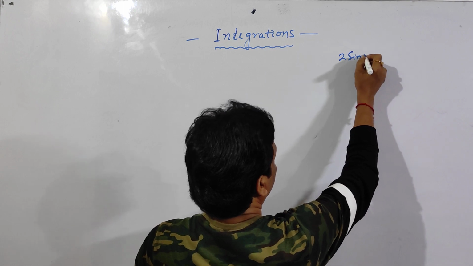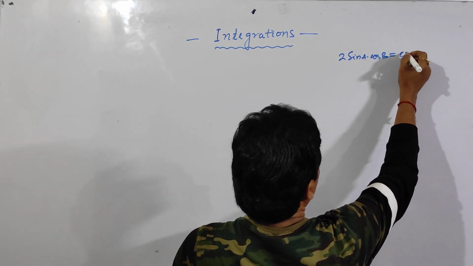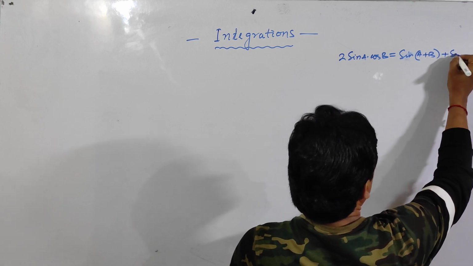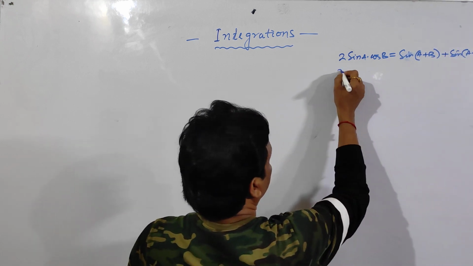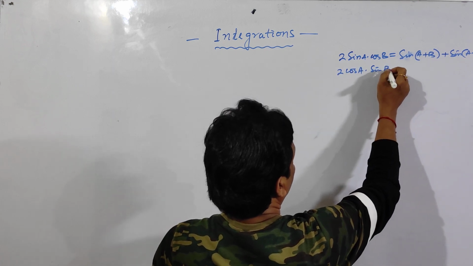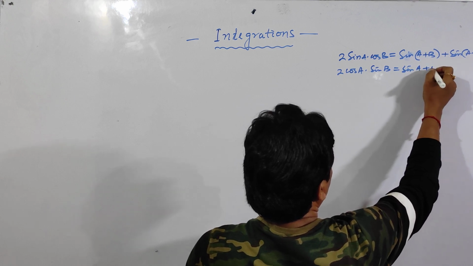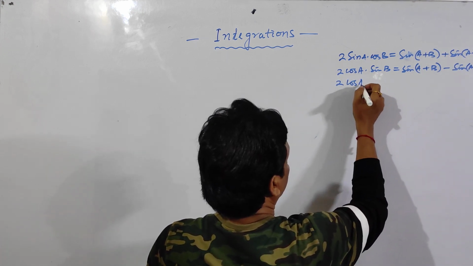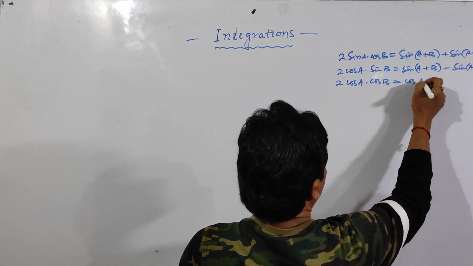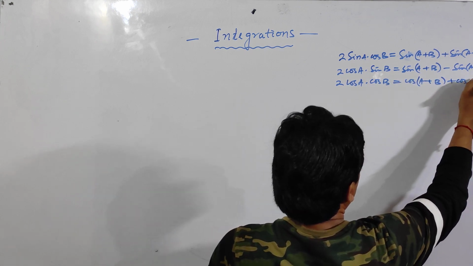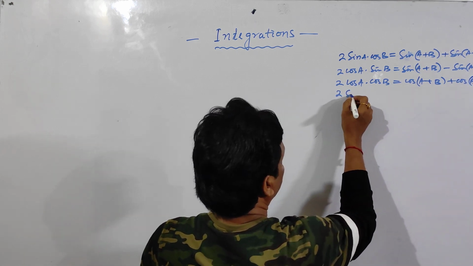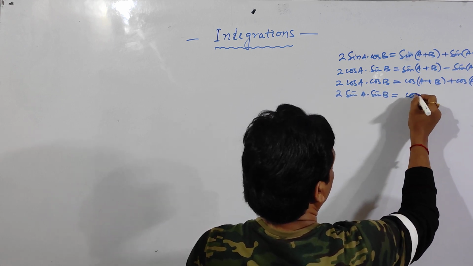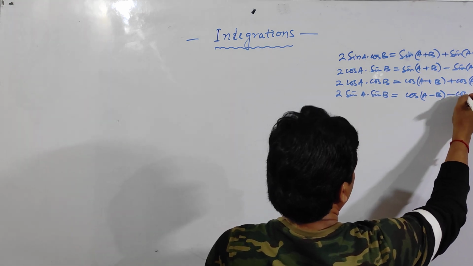See here, 2 sin A into cos B, the formula is sin(A plus B) plus sin(A minus B), and 2 cos A into sin B, it is sin(A plus B) minus sin(A minus B), and 2 cos A into cos B, it is cos(A plus B) plus cos(A minus B), and 2 sin A into sin B, minus, or directly you can write cos(A minus B) minus cos(A plus B).